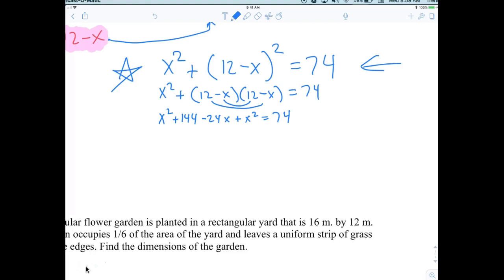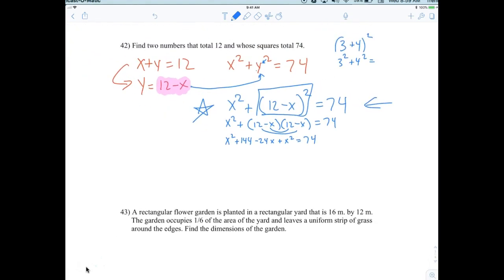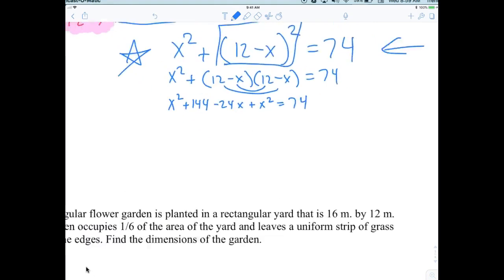Now we just have to combine terms. Where'd you get the square of 12 minus x? 12 minus x squared is the same as 12 minus x times 12 minus x, because I did a substitution. Wherever I see a y, I replace it with 12 minus x. You put the square from the y squared onto the 12 minus x. Yes. Okay. Now I'm combining terms.